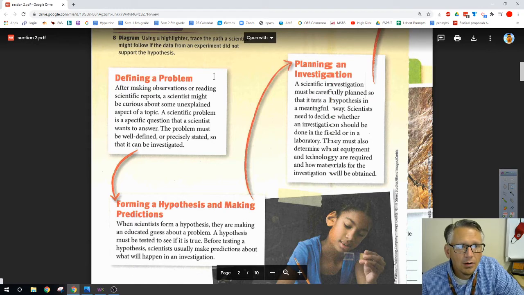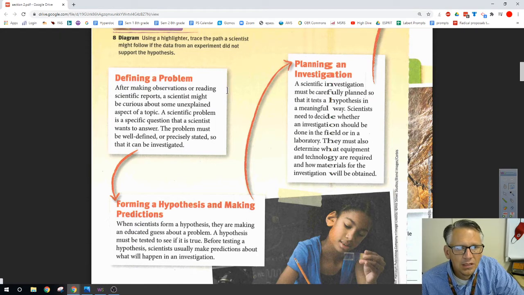Defining a problem. After making observations or reading scientific reports, a scientist might be curious about some unexplained aspect of a topic. A scientific problem is a specific question that a scientist wants to answer. The problem must be well defined or precisely stated so that it can be investigated.